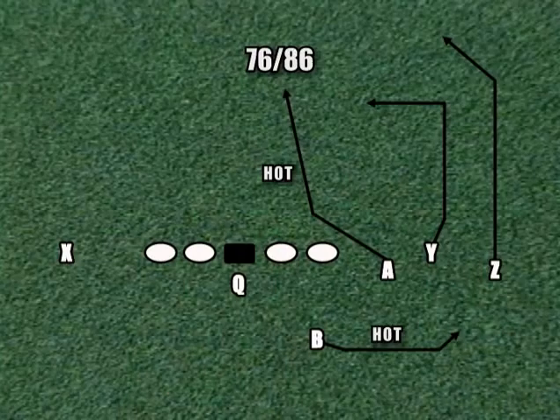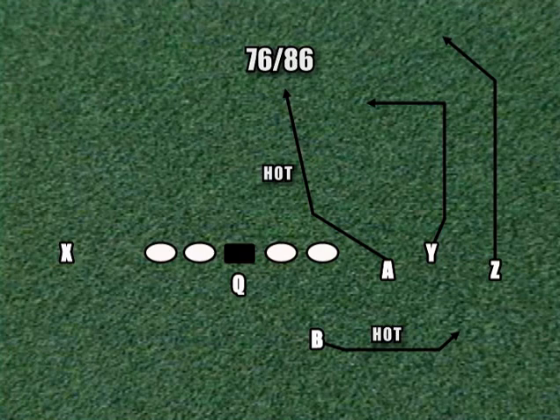Our next route is the 76-86 route. Again, we like to run this out of a 3-by-1 set, our favorite look to run this with. Our play side Z is going to run a post route, and basically our quarterback is going to look at him pre-snap to feel if he can get over the top of the defense with the post. This gives us a chance to hit a deep ball.